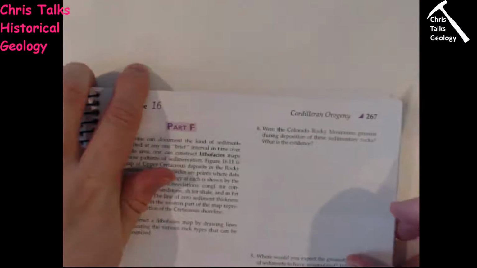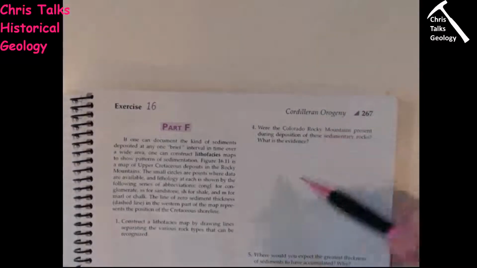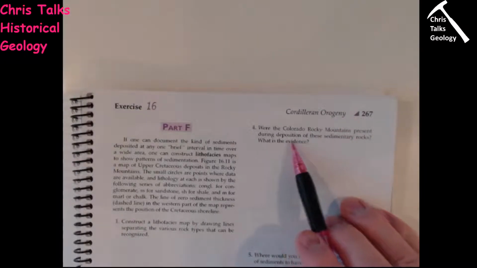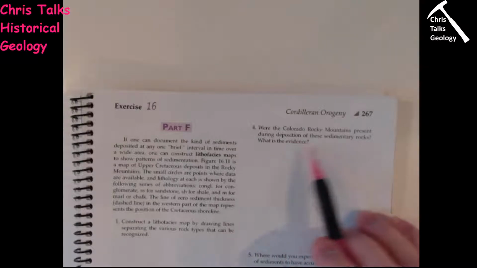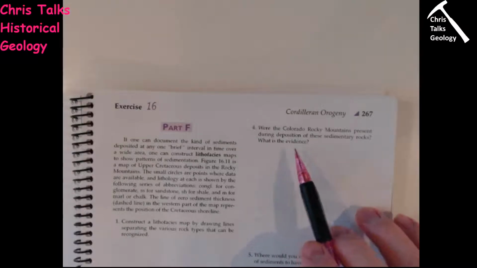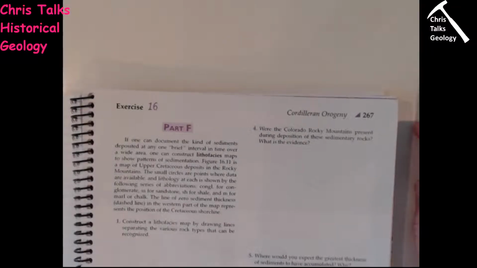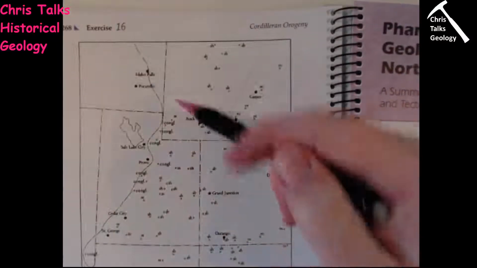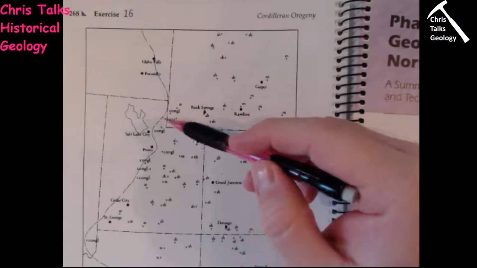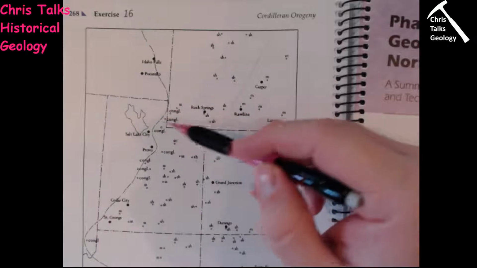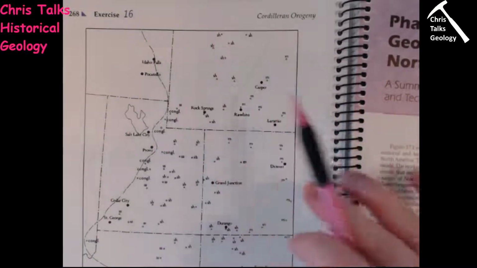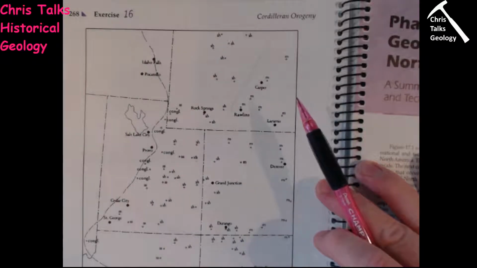Question 4. Were the Colorado Rocky Mountains present during the deposition of these sedimentary rocks? And so what's your evidence? Well, were the Rocky Mountains there? Well, the answer is probably yes. There's definitely some kind of elevated terrain here, isn't there? Which is allowing the conglomerate to be produced. So something's going on. It's difficult to definitively say though, isn't it?